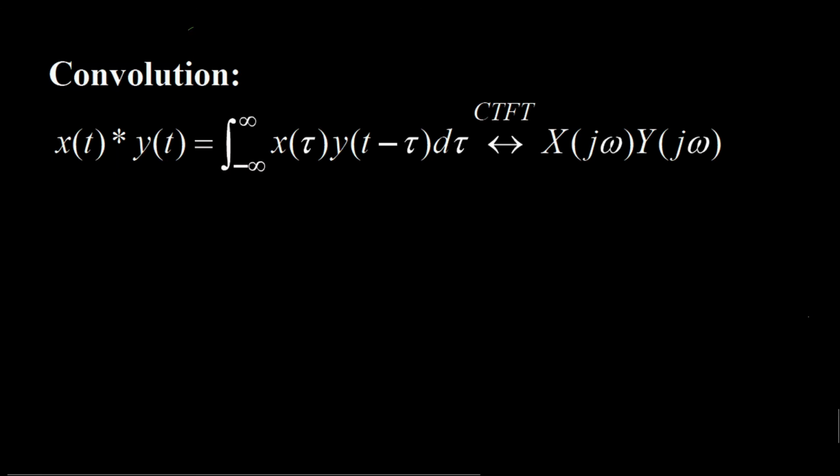So next let us look into the convolution property, and we'll start with the proof as usual. So we are interested in the Fourier transform of x of t convolved with y of t.